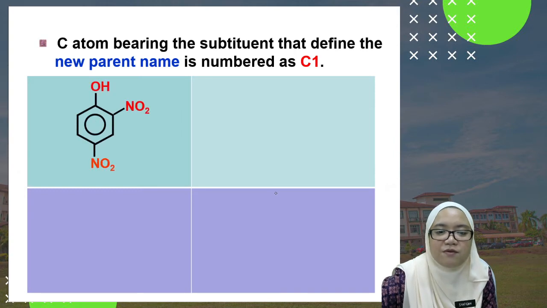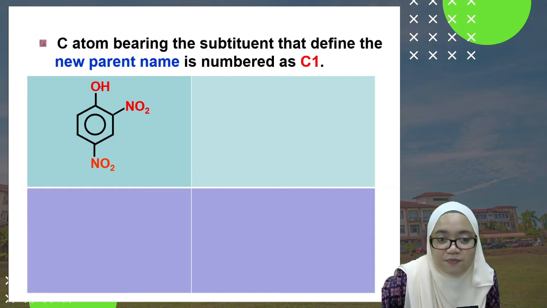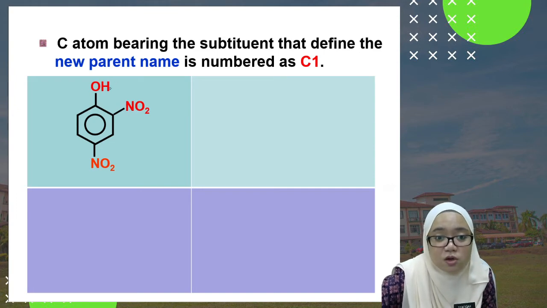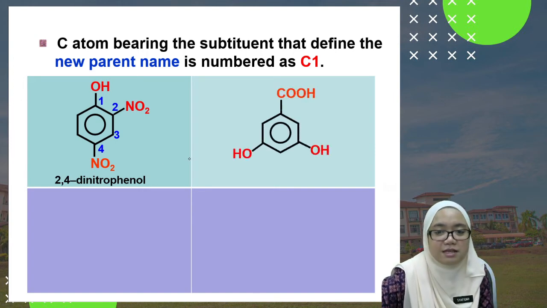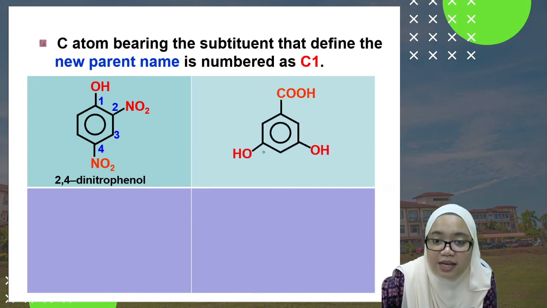So, C atom bearing the substituent that define the new parent name is numbered as C1. So, dekat sini kita tahu parent name dia adalah toluene. Toluene pula, phenol, sorry. Sebab ada OH, okay. So, phenol nama parent dia and ada 2 substituent nitro. So, dekat sini 1, 2, 3, 4. So, 2,4-dinitrophenol. Okay, next. Kita ada benzoic acid sebab ada functional group carboxylic acid kat sini.